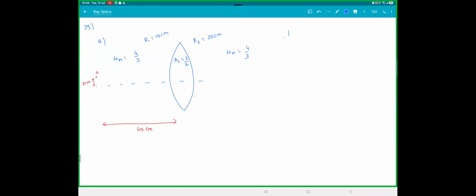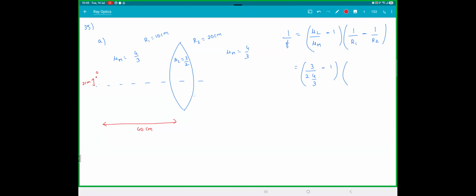So let's apply the formula for the focal length, 1 by f equals mu lens over mu medium minus 1. I'll write down the formula once. I keep telling you, right? The headache is the sign convention. I have seen you just mess up one sign and the whole thing goes for a toss. Mu lens is 3 by 2. Mu medium is 4 by 3, minus 1, times 1 by R1.